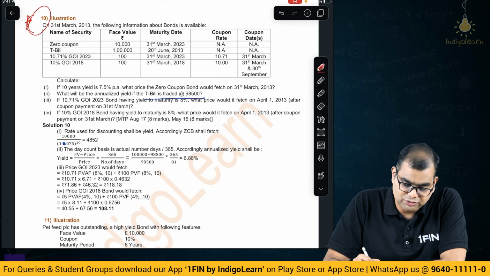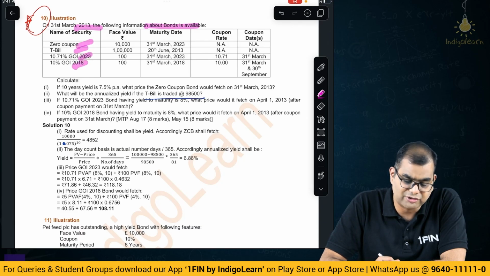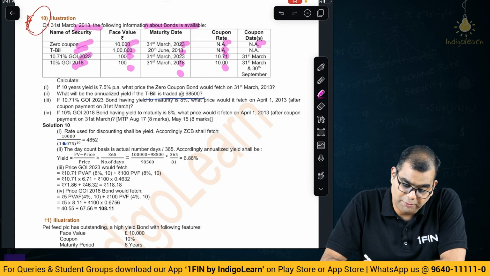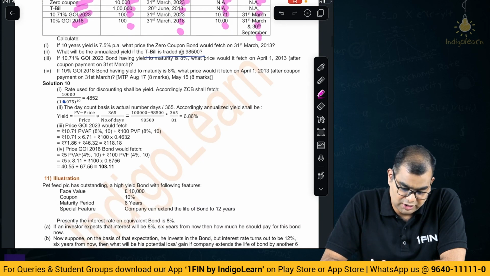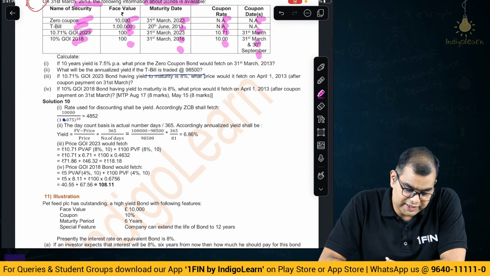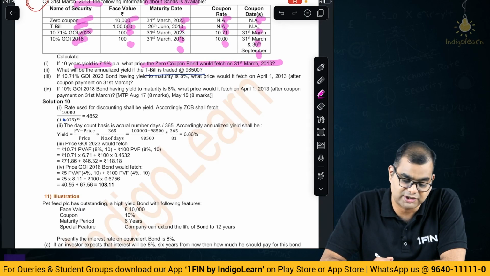On 31st March 2013, the following information is available. There is a 0 coupon bond, T-bill, 10.7% GOI bond, 10% GOI bond maturing in 18 and 23. Face values are given, maturity dates are given, coupon rates are given, coupon dates are also given. Now, in this, what have they asked? If the 10 years yield is 7.5%, what price does the 0 coupon bond fetch on 31st of March?